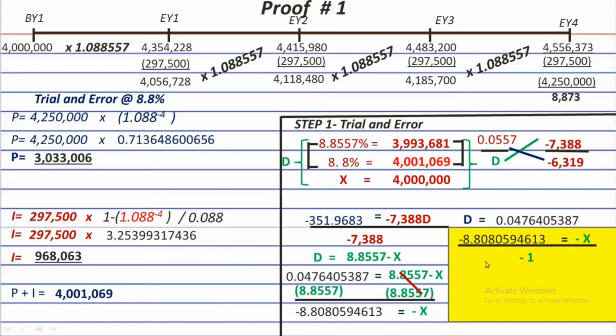So to cancel the negative signs, we divide the whole equation with negative 1. And we will get x, or the effective rate of 8.8080594613%. Or if rounded off, we are going to get 8.8081%. Now, that's already the effective rate and that's already the interpolation. However, let's check if this is really the effective rate that we are looking for. And that will be in a little while.